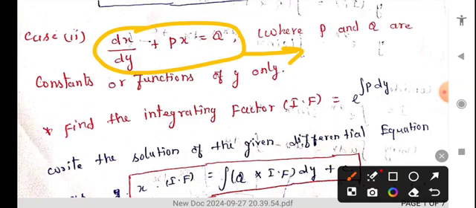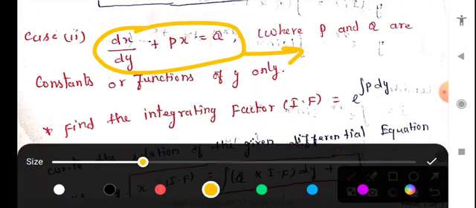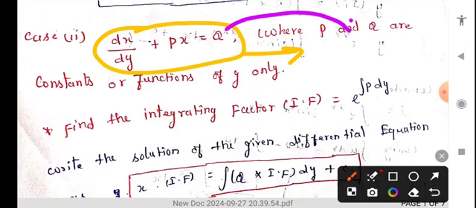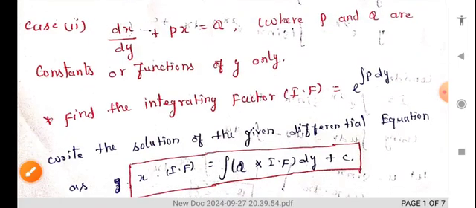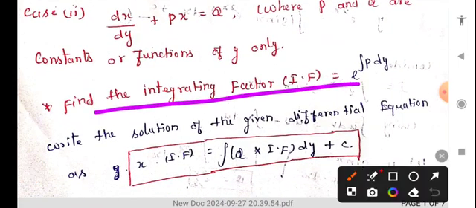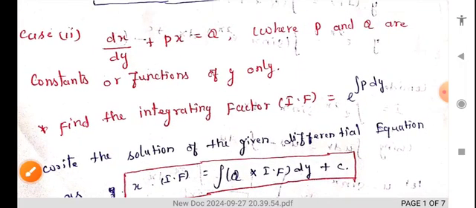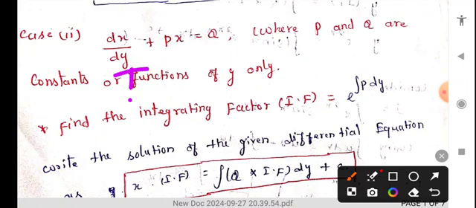Next, compare the given sum and this standard form, and find the values of P and Q. Right. After finding P and Q, what do you have to find? First step, we have to find the integrating factor. In case 1, what is the integrating factor formula? Integrating factor is equal to e power integral over p dx. Okay, e power integral over p dx. This is for case 1.